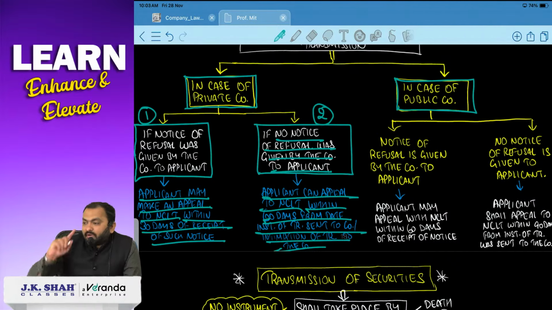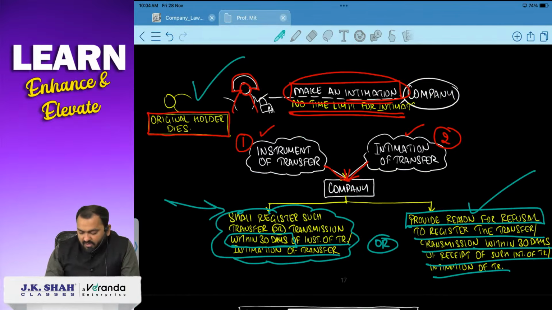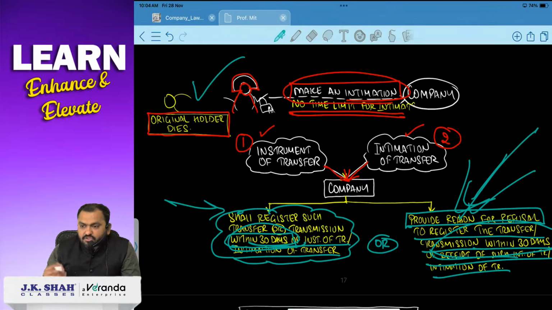See, when you apply to the company for registration, as in the previous slide we did, the company will either register within 30 days or provide you the reason within 30 days. So once you apply, the company has not given you any reason. So now you want to appeal within 60 days, 60 days from the day when you have applied. Because the company has not given you the reason, no.